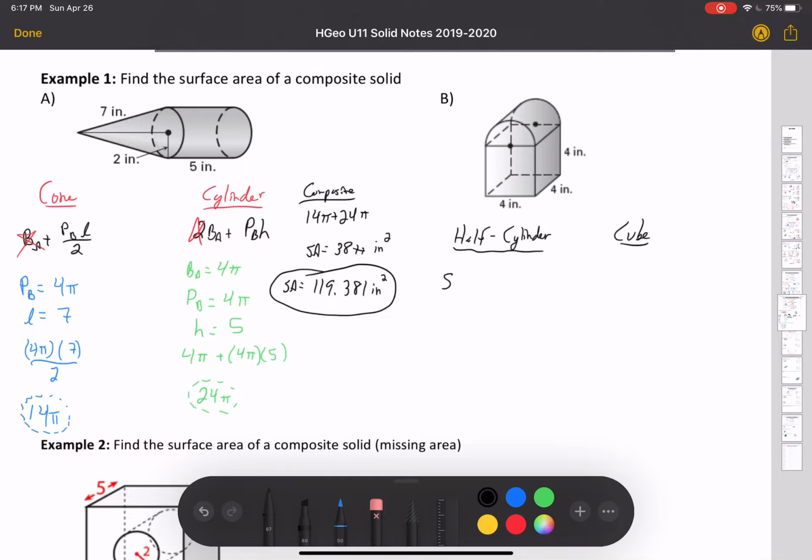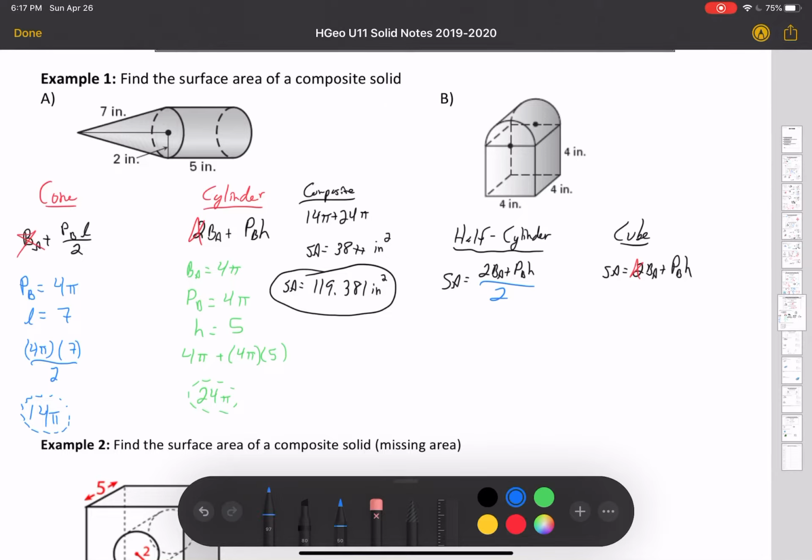So surface area formula for a full cylinder, 2 times the area of the base plus the perimeter of the base times the height. But what's new is I need to cut that in half. For the cube, that is 2 times the area of the base plus the perimeter of the base times the height. But we can't touch the top base. So we are going to forego multiplying it by 2. Okay? So now we need to work through to find half cylinder and the cube, and then we're just going to add them together.